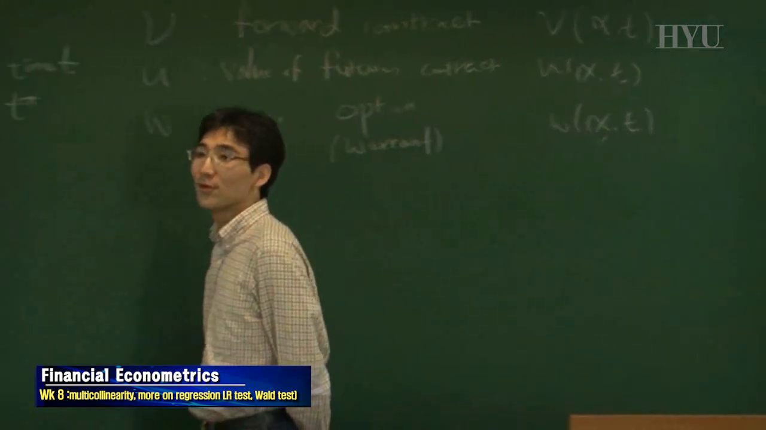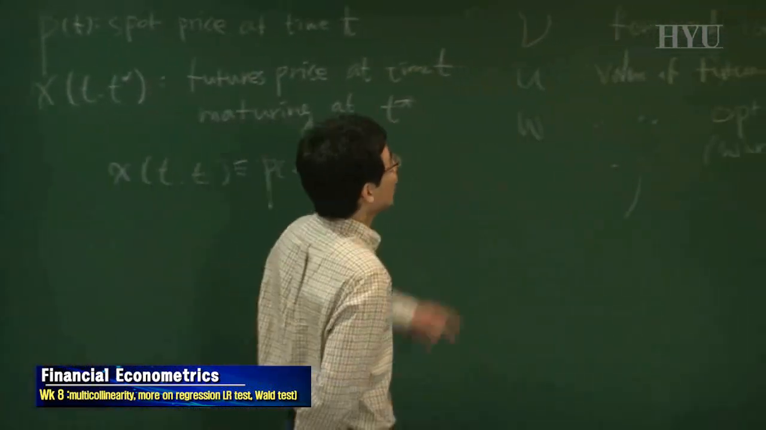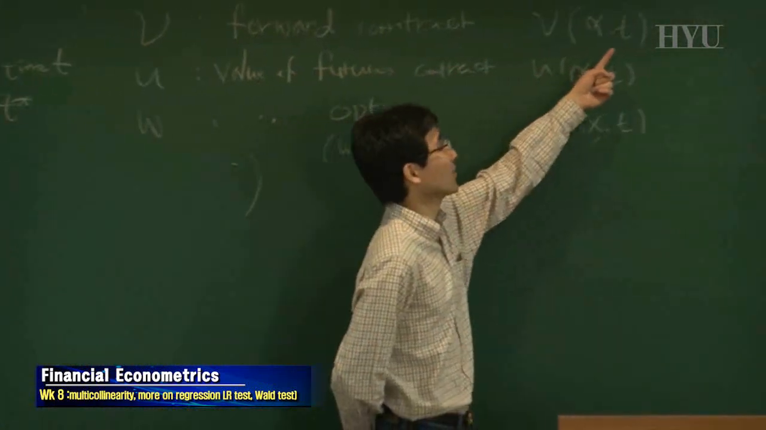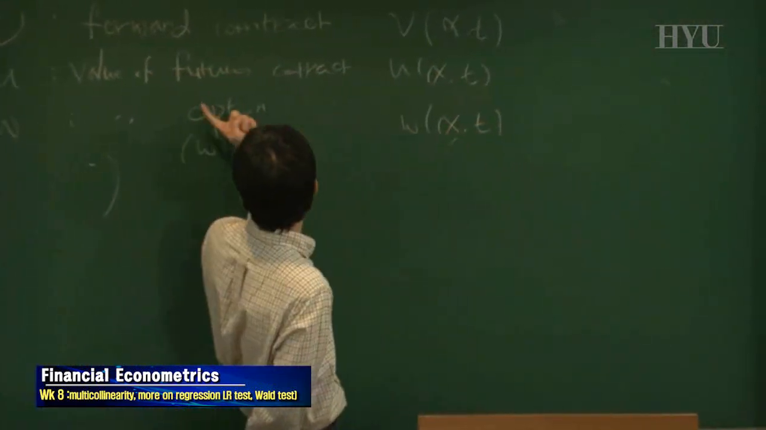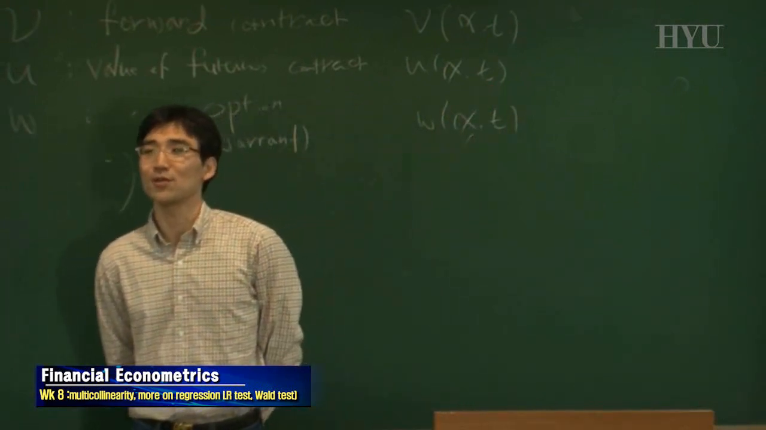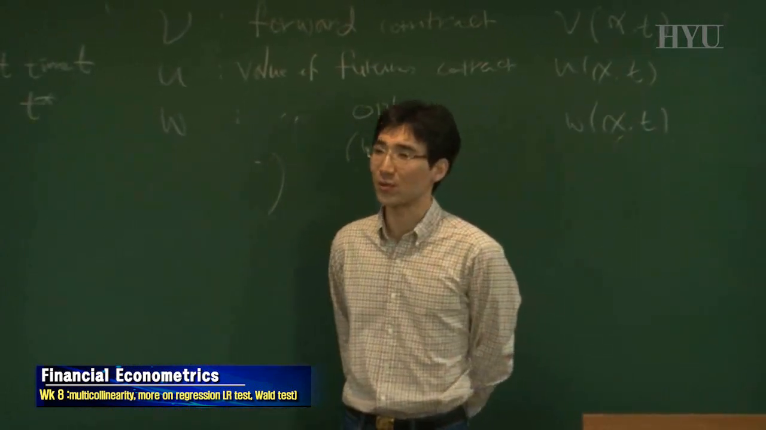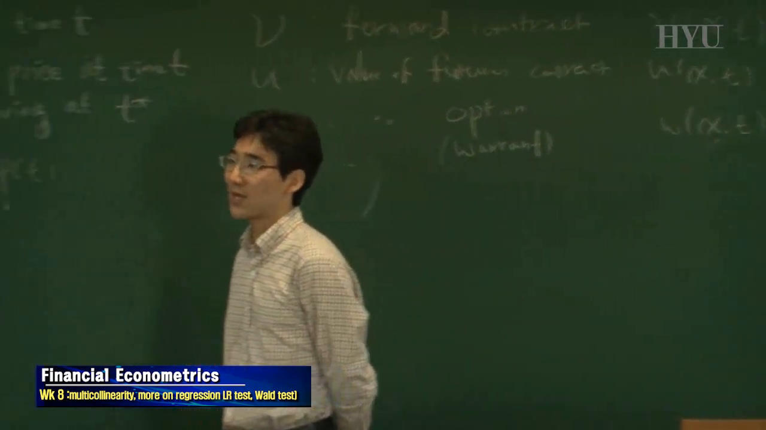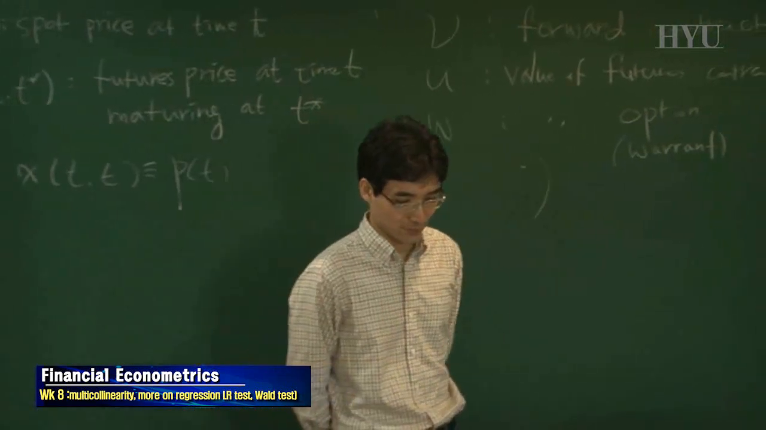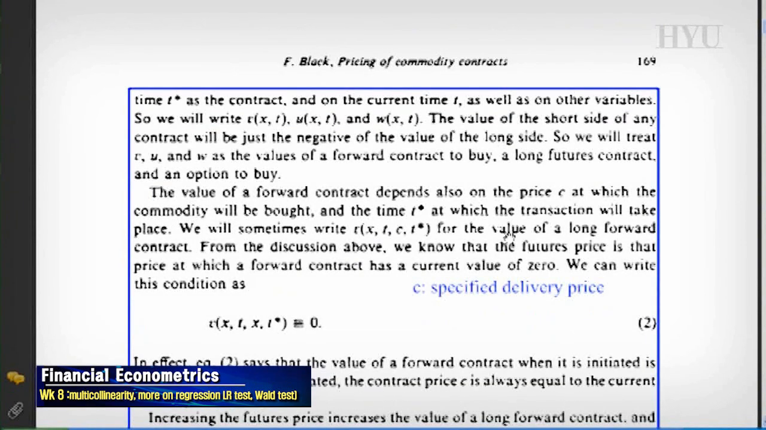What does t mean? It is now at time t, so the value of the forward contract at time t, the value of the futures contract at time t. So it should be a function of t, right? As time changes, the value of this contract will change as well, so they should be functions of time. And the value of the contract depends on the price. But first, let us investigate the forward contract.